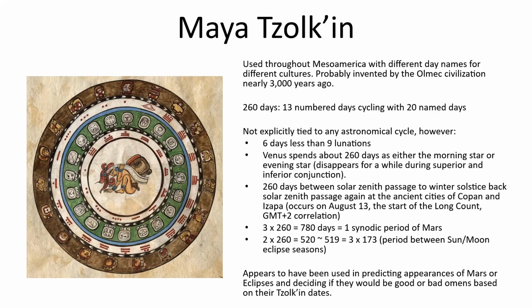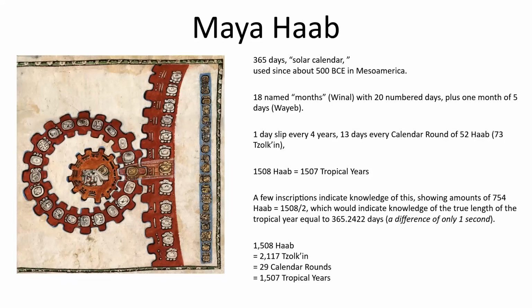And so there are writings that still survive of ancient Maya scholars where they have tables, and they appear to be using the Tzolk'in calendar to predict occurrences of eclipses, for example, and deciding whether those are going to be good omens or bad omens, depending on which day they land in the Tzolk'in.